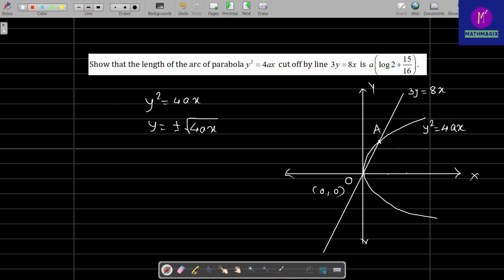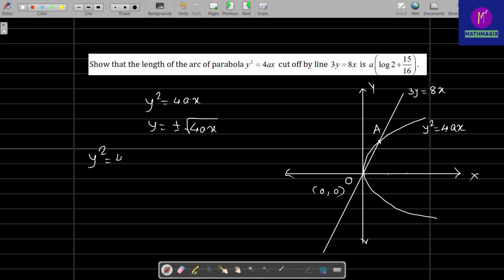Let us first find the point of intersection of the parabola and the line. We have two equations here, one of a parabola and another of a straight line 3y equals 8x. We will solve these equations simultaneously in order to find the points of intersection. So let us take the two equations.